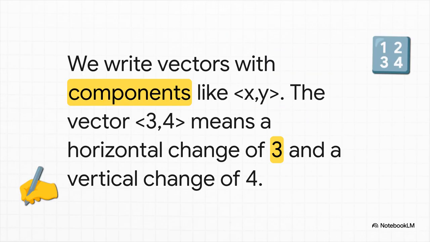Okay, so drawing arrows is great for getting the idea, but to do any real math, we need numbers. And we do that using components, which we write inside these little pointy brackets. So if you see the vector <3, 4>, you can just think of it as a set of instructions. It says, from wherever you start, move 3 units over to the right, and then 4 units straight up.